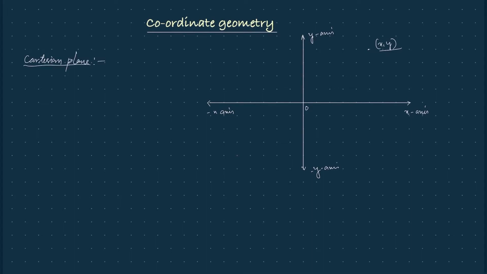Cartesian plane means any point which we can represent in terms of x and y. Any point which we can represent in x and y, then this is going to be what?